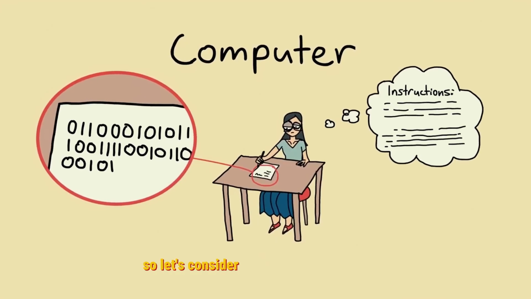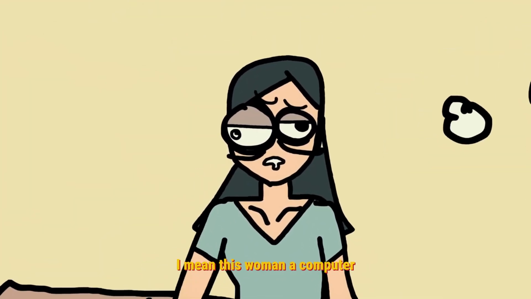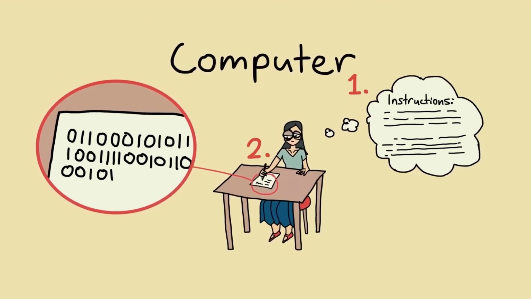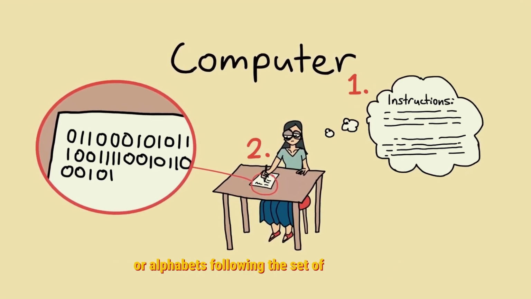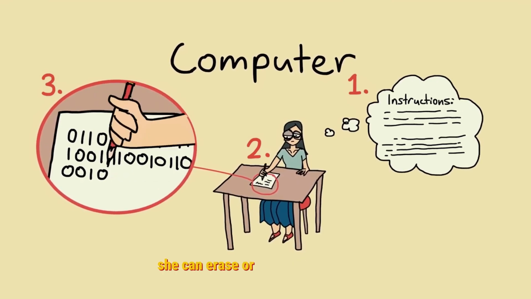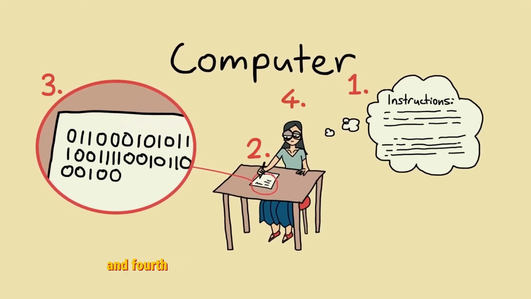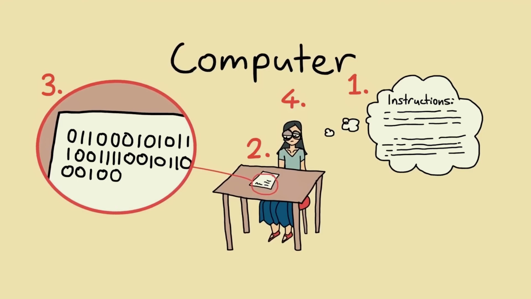So, let's consider a woman as a computer. First, she is given a set of instructions. Second, she is given a paper on which she can write symbols or alphabets following the set of instructions. Third, eventually she can erase or rewrite the symbols following the set of instructions. And fourth, when she is finished with her computations, she will stop.